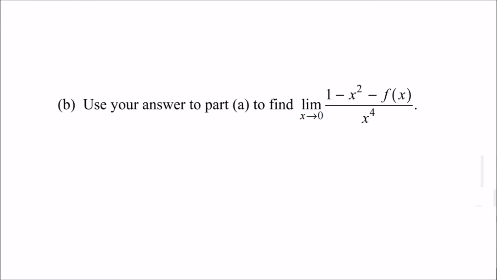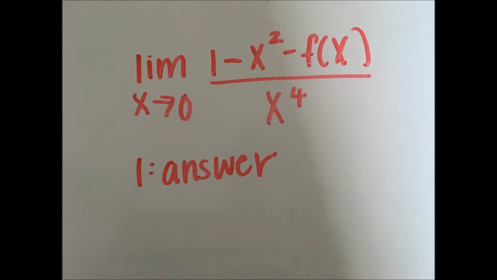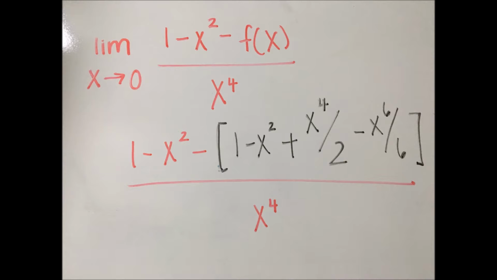Part B. Use your answer to Part A to find the limit as x approaches 0 of 1 minus x squared minus f of x all over x to the 4th power. So moving on to Part B of the problem. Part B is only one point, and that point is for the answer. So it doesn't really matter what intermediary steps you take to get your answer. So I'll be showing you the method that I use and what I think is the easiest method to use.